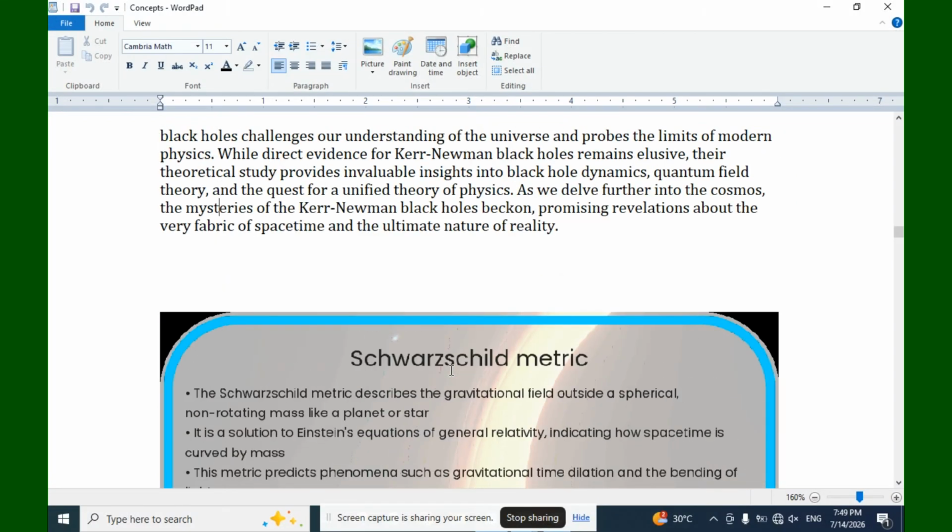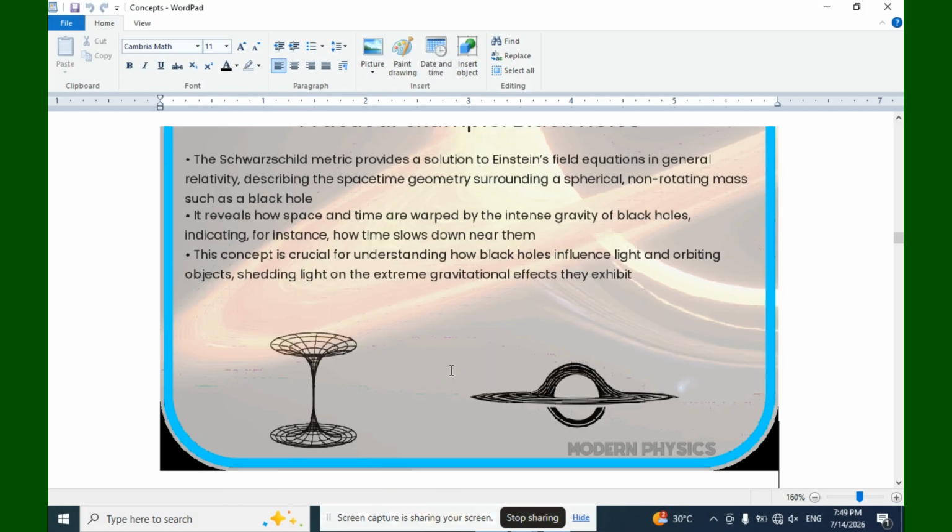Now I want to talk about the Schwarzschild metric. The Schwarzschild metric describes the gravitational field outside a spherical, non-rotating mass like a planet or star. It is a solution of Einstein's equations of general relativity, indicating how spacetime is curved by mass. This metric predicts phenomena such as gravitational time dilation and the bending of light.